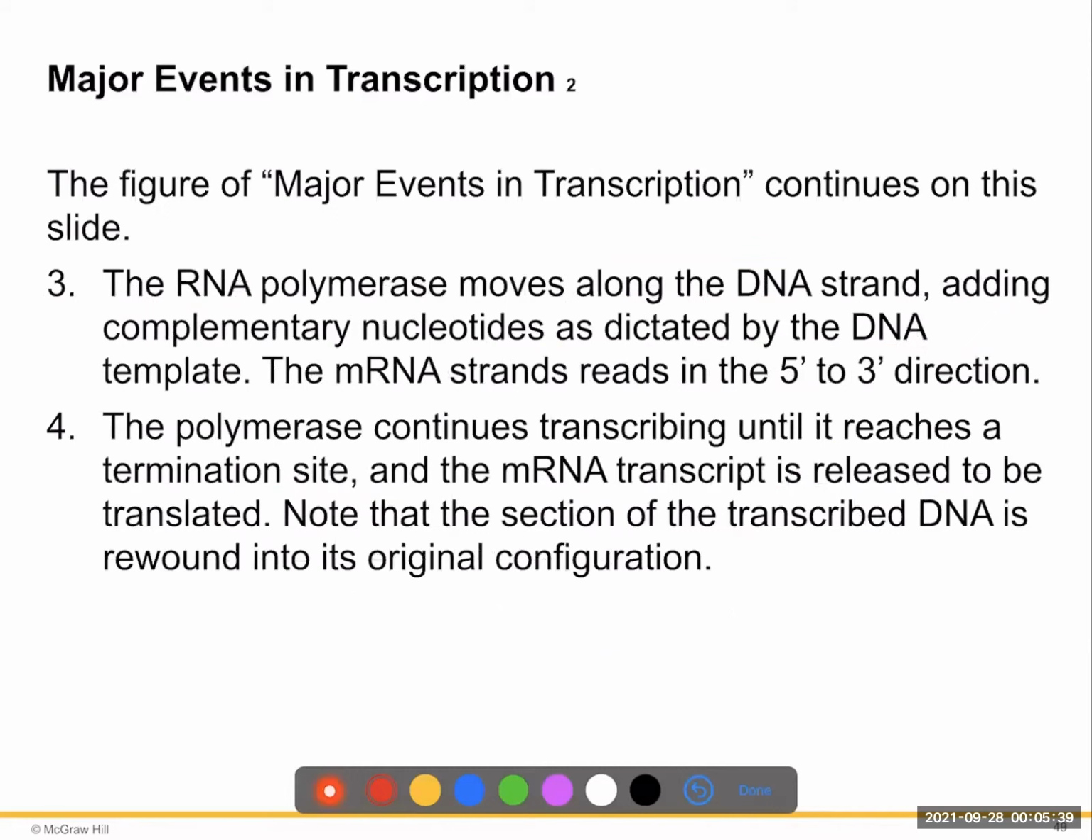Now this RNA polymerase moves along the DNA strand and adds your complementary nucleotides, as dictated by the DNA. Messenger RNA strands read in a 5 to 3 direction. So the polymerase continues transcribing until it reaches a termination site. The messenger RNA transcript is released, okay? And that section of DNA is now rewound back and the fork is gone to its original configuration. So it opens up, allows the RNA to do its thing, kicks it off back in the cytoplasm to do its function, and then closes back up when it's done being used.